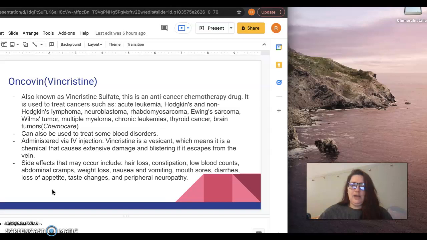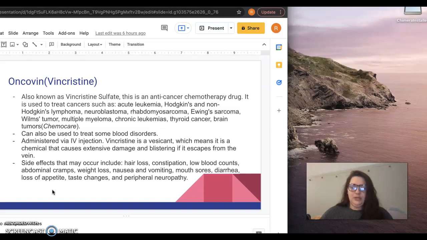It's administered via IV injection, and it is a vesicant, which means that it is a chemical that can cause extensive damage and blistering if it escapes from the vein, so they have to be careful when they're injecting it to ensure that it does not come out of the vein and start causing swelling and irritation in the surrounding tissues.